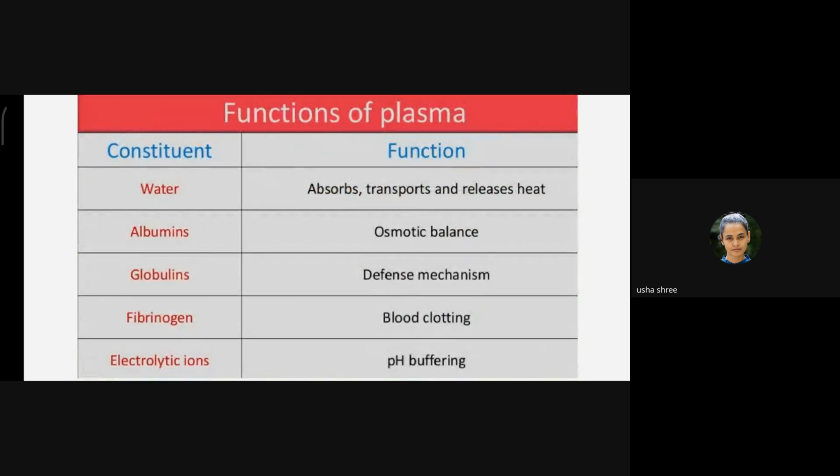Now, functions of plasma. What does water do? Water absorbs, transports, and releases heat. Albumin, globulin, and fibrinogen are the proteins. Albumin maintains the osmotic balance. Globulins are responsible for the defense mechanism. Fibrinogen is responsible for blood clotting.